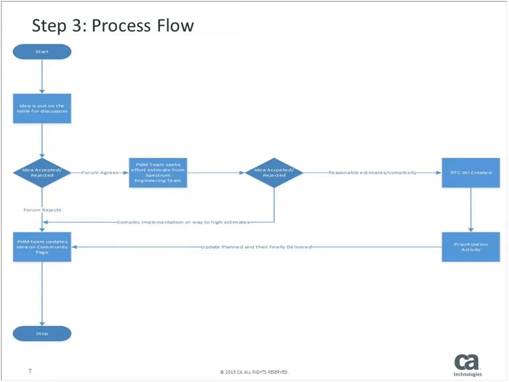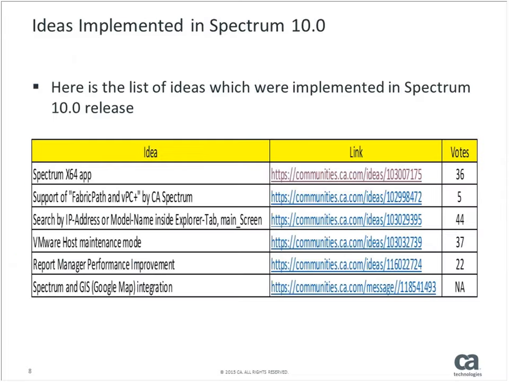The ideas accepted by that cross-functional team, and there are a variety of different things we consider before accepting an idea, which I'll touch upon, get logged into our requirement management system. We used RTC, but since our acquisition of Rally, we'll be moving to Rally, and we create a work item that eventually gets tracked. As I said, for 10.0, these are the ideas that we had implemented. I won't go into details of that.